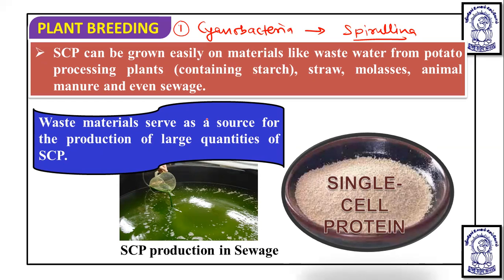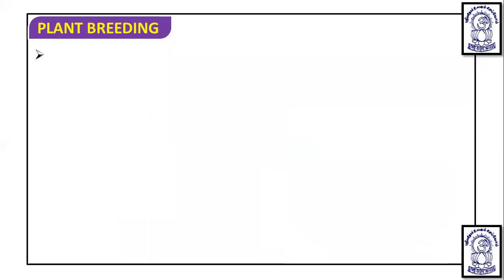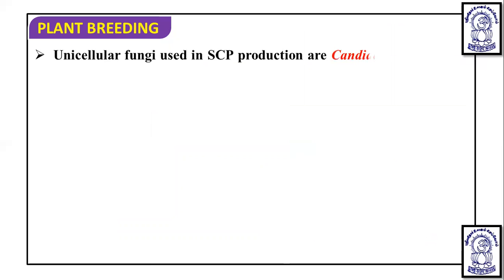And incidentally, such utilization also reduces environmental pollution. Okay, so if we are growing the cyanobacteria on the waste, they are reducing the pollution. So cyanobacteria can be used. Apart from this, the fungi are used. So second are the fungi from which SCP is obtained.